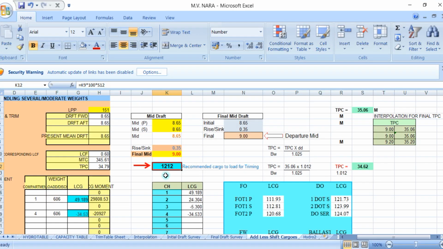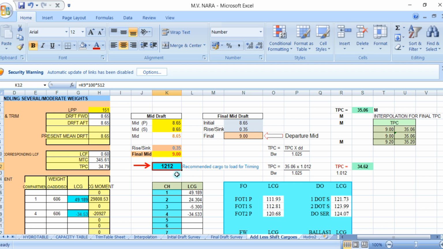So this is my answer. In actual practice, we use this departure draft of 9 meters. So with this TPC of 9 meters, which is this one, 35.06 multiplied by 1.012, this is the local density over 1.025, which is the constant, your TPC for this density is 34.62. With this TPC, you will get the cargo to load. So this is my answer.